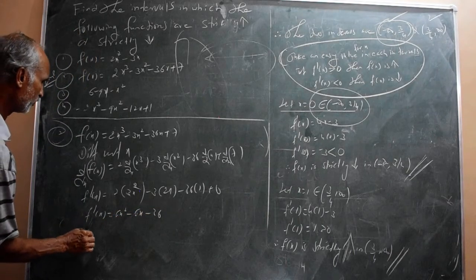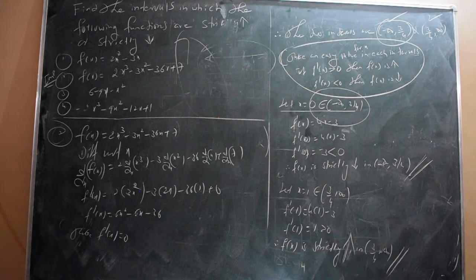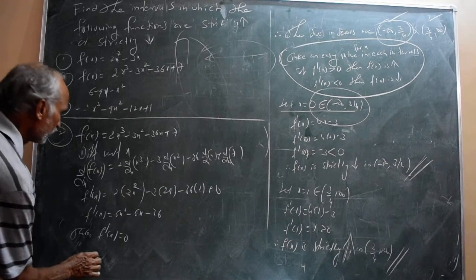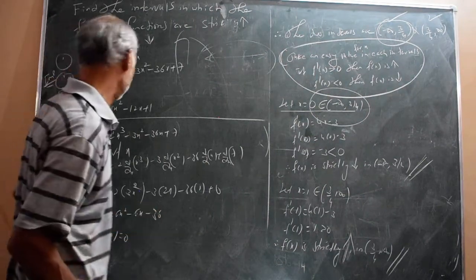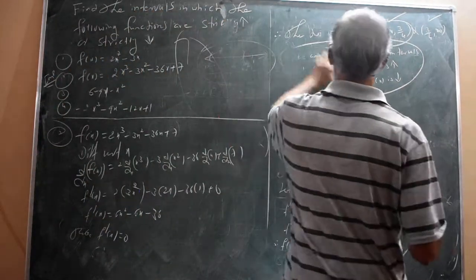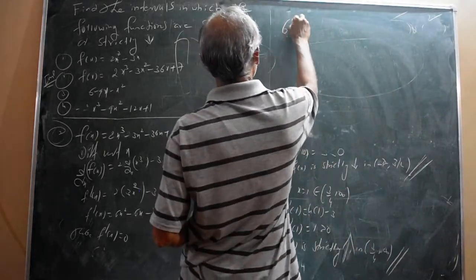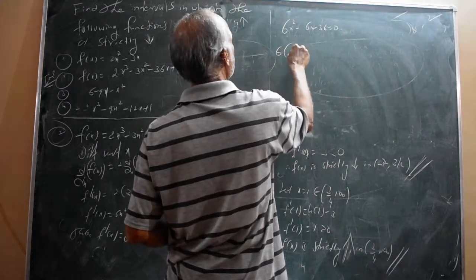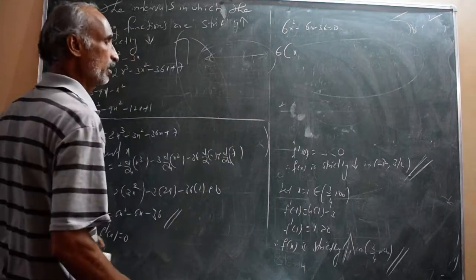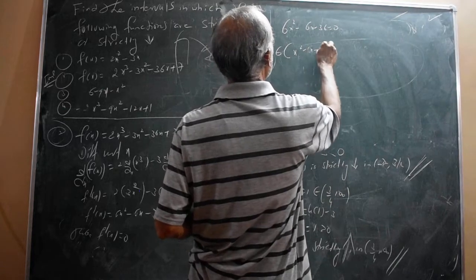To find the critical points, take f dash of x is 0. F dash of x is 0 means I get 6x square minus 6x minus 36 is equal to 0. Even I can take 6 common here. So x square minus x minus 6 is 0.